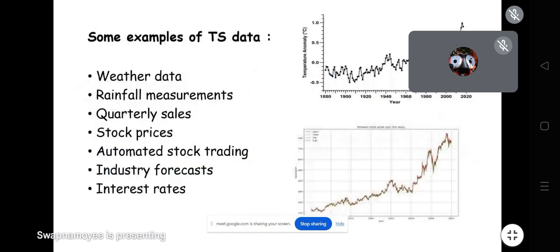Now these are some examples of your time series data. For example, your weather related data is time series data because it will vary over time. Similarly, your rainfall measurement, your quarterly sale of any product is an example of time series data. Your stock prices are time series data. Time is very important in a stock market. Then automated stock trading, your industry focus, interest rate. These are all examples of your time series data.